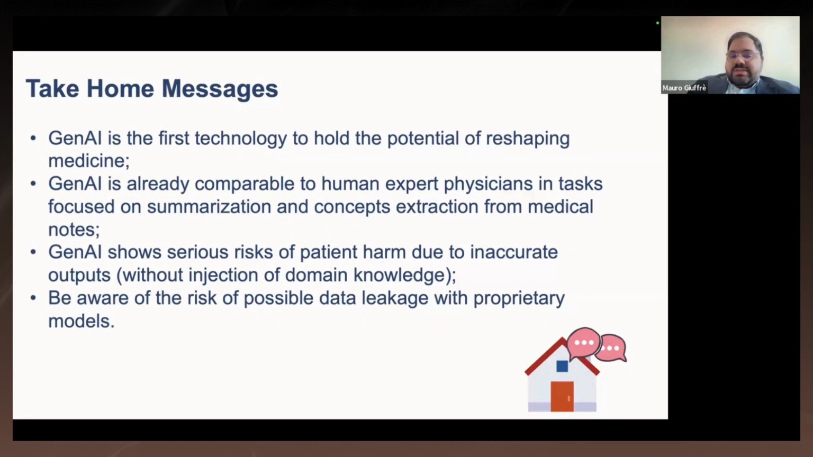However, we need to be aware of two main risks. The risk of harming patients, because LLMs, and generative AI in general, are not accurate enough yet to produce accurate information all the time, especially without more refined strategies to include domain knowledge, as I've shown you before, like retrieval augmented generation or fine-tuning. And we also need to be very aware of potential data leakage with proprietary models. So if you ever think of writing something on ChatGPT with patient data, don't do that, because you will be leaking your patient information to the company.